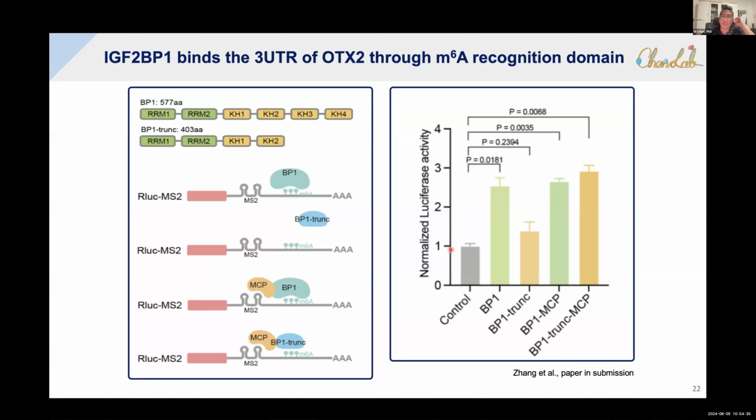So indeed, by luciferase assay, we can find that as BP1 stabilizes the RNA, it leads to increased luciferase activity compared with the control. But if we use the truncated form of BP1, it won't activate the luciferase activity. But if we use the MCP and MS2 to tether this truncated form of BP1 to the 3' UTR, it also increased the luciferase activity. Which means that indeed the binding of BP1 to the M6A modified RNA is critical for stabilizing the OTS2 RNA.